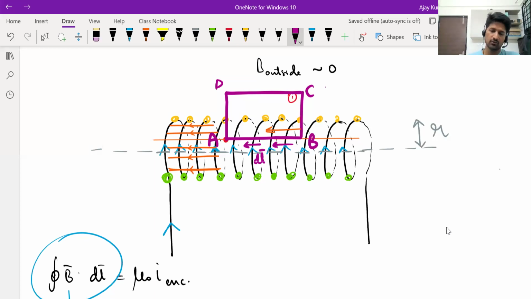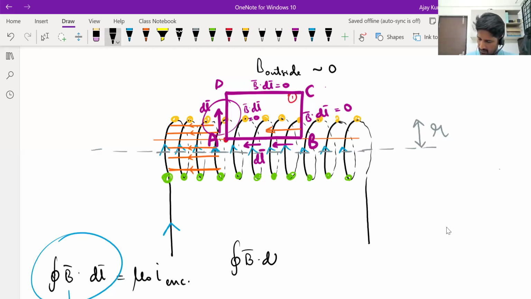Next, when you go from A to D, DL will be like this in the y direction, but magnetic field is along the orange vectors, x direction. So for that part, the dot product B dot DL becomes 0. D to C, B dot DL is anyway 0, because magnetic field outside is 0. C to B again B dot DL becomes 0. Either magnetic field is 0 or it is perpendicular to DL. So basically closed integral B dot DL over the entire path ABCD, or I should say ADCB. Let's take it like that.